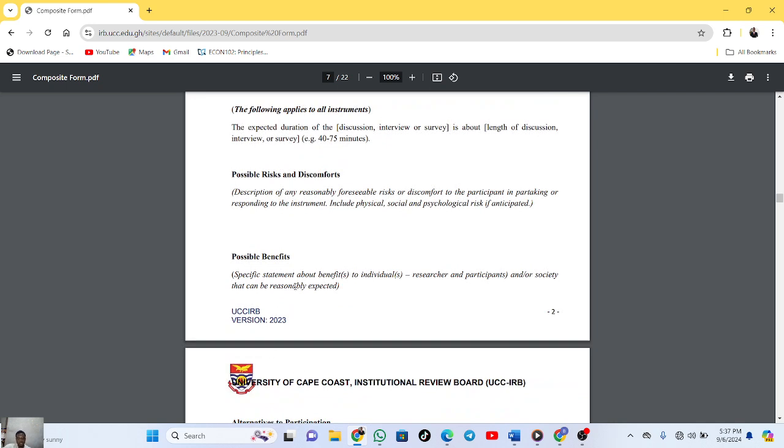Then possible benefits will be the next section. What are the benefits to the participants? We will state the benefits to the participants, the researcher, and the society. The expected benefit or reasonable expected benefit.